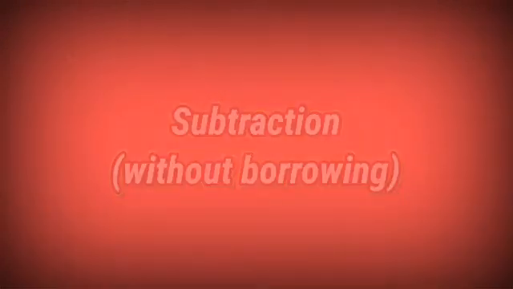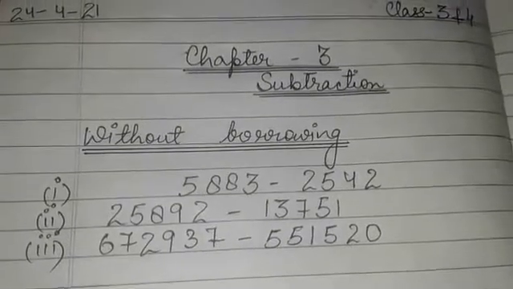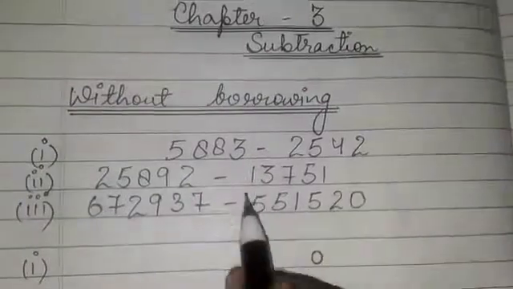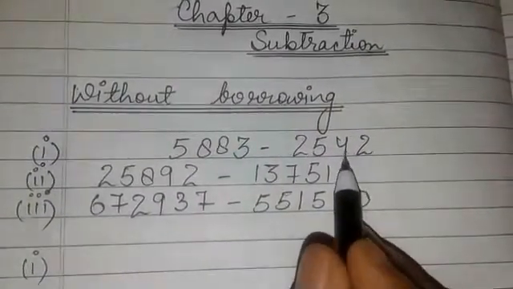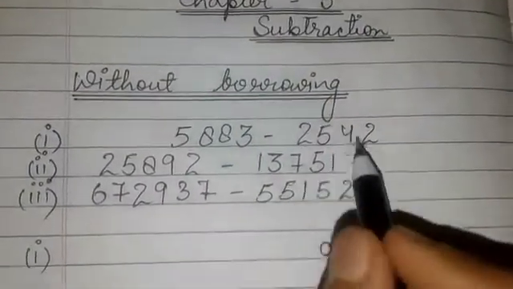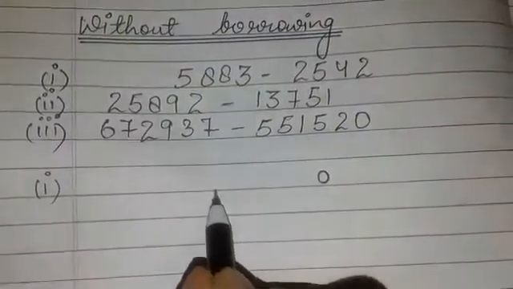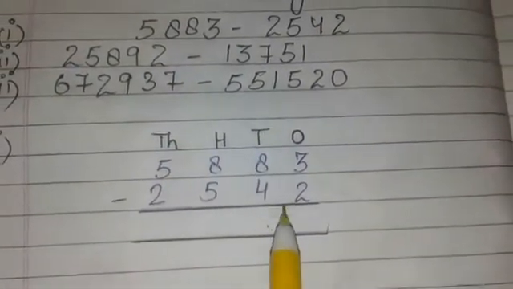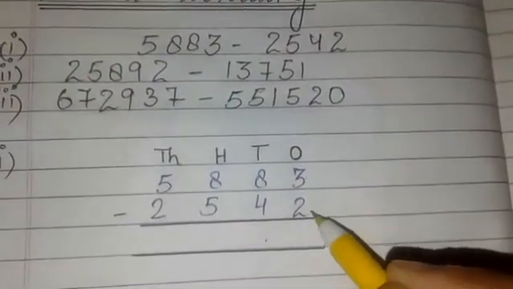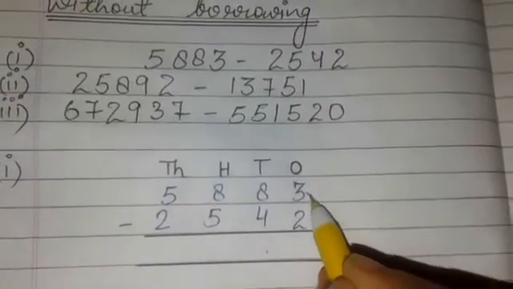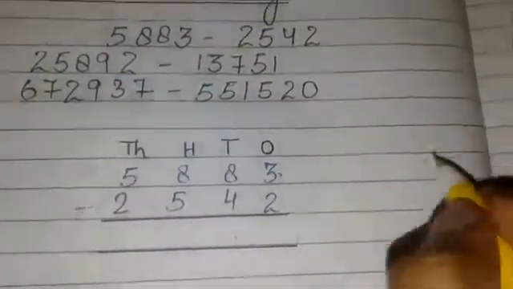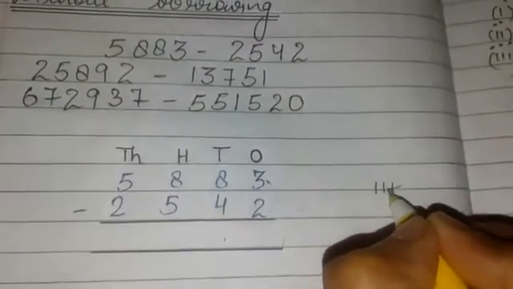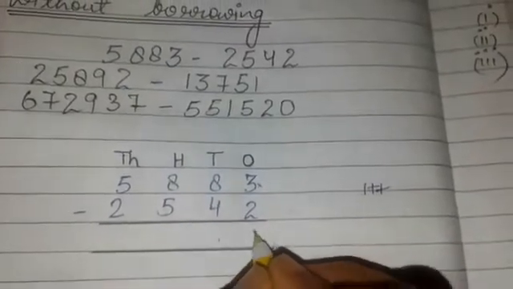Subtraction without borrowing. Students, let's perform subtraction without borrowing. First step is first count: ones, tens, hundreds, thousand. We will prepare a table till 1000. As you can see, I have arranged the numbers in columns. Now we will subtract 2 from 3. Subtract 2 from it. 1, 2. 1 is remaining, note it down here.